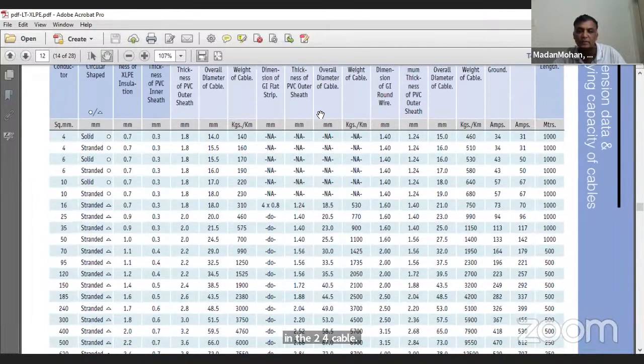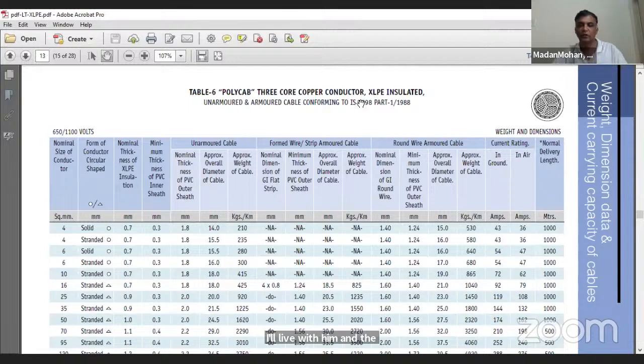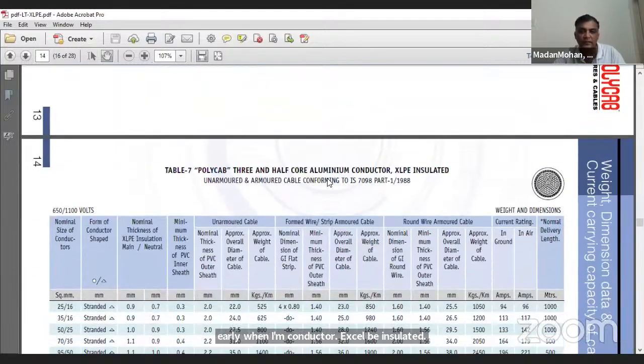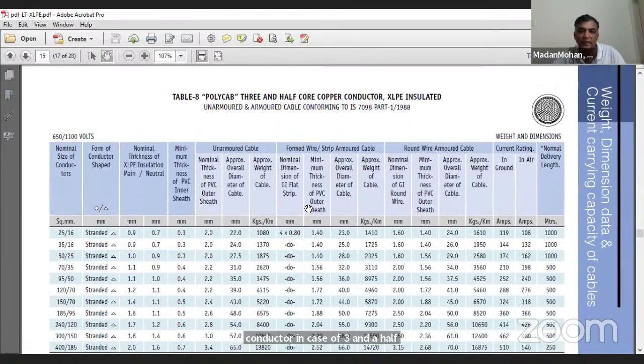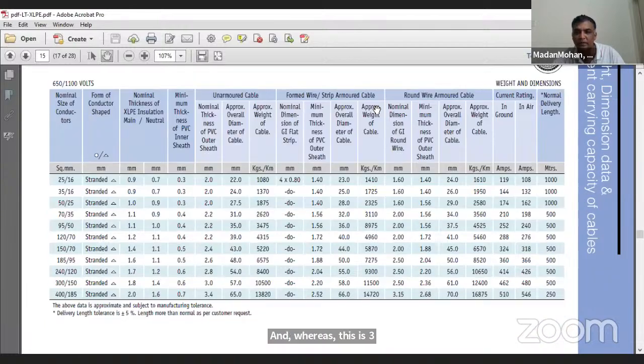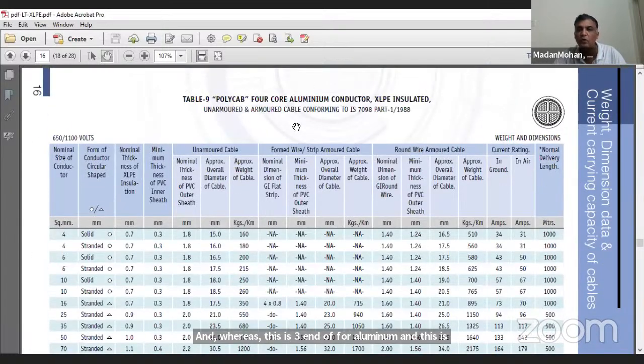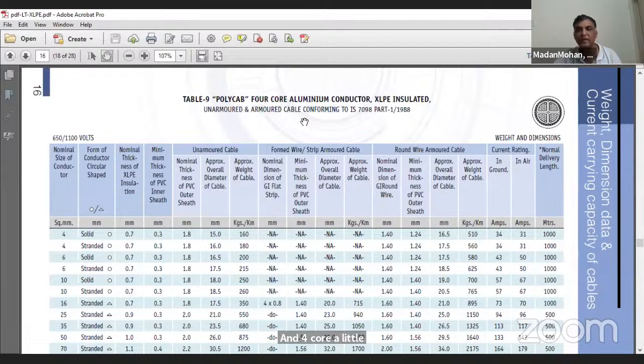Next will be three core aluminum conductor, XLPE insulated, three core copper conductor, and three and a half core. Three and a half core means you have R, Y, B, and N. Here the neutral conductor is half of the phase conductor in the case of three and a half core, whereas this is three and a half core aluminum and this is copper conductor, and four core aluminum conductor. What is the difference between 3.5 core and 4 core? In the 3.5 core, your neutral conductor will be half of the phase conductor, and in the 4 core cable, phase and neutral conductor are both the same.